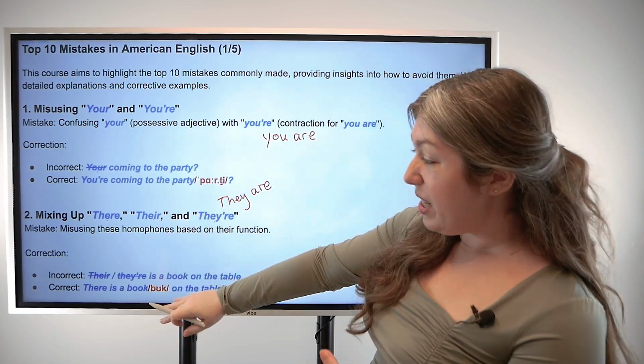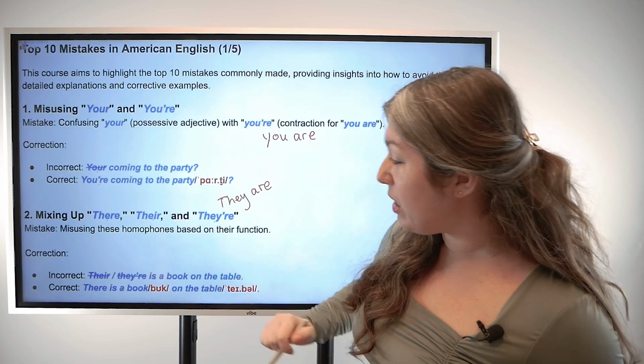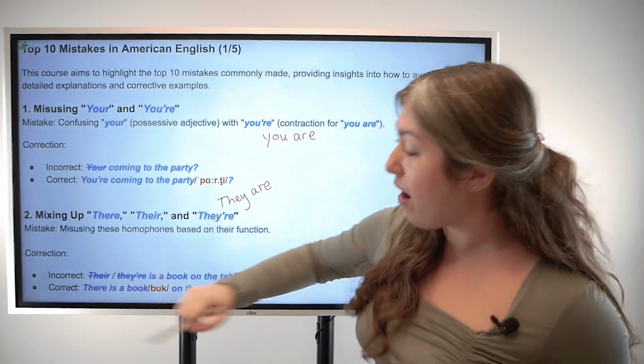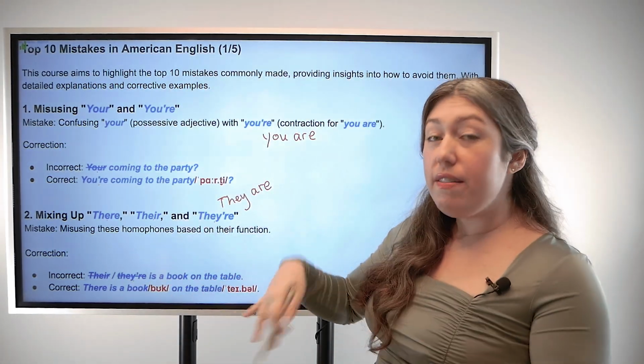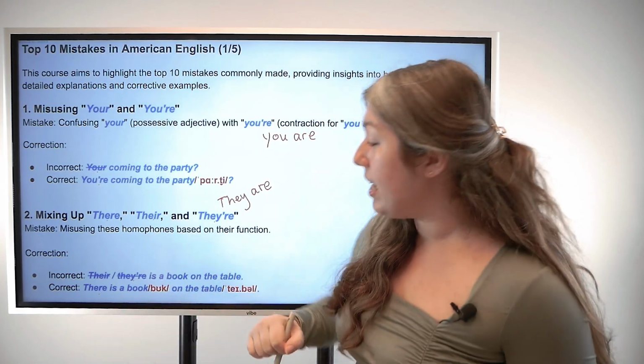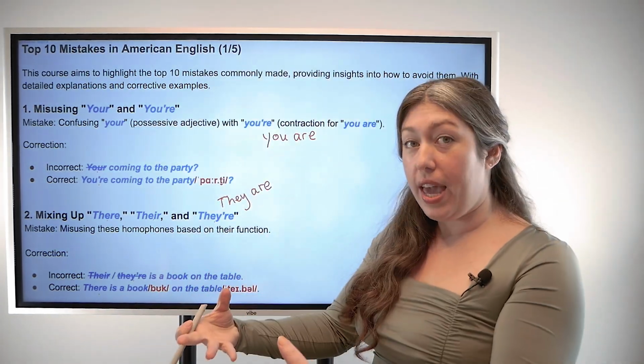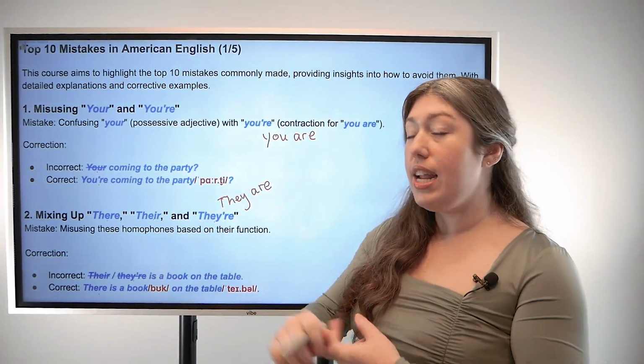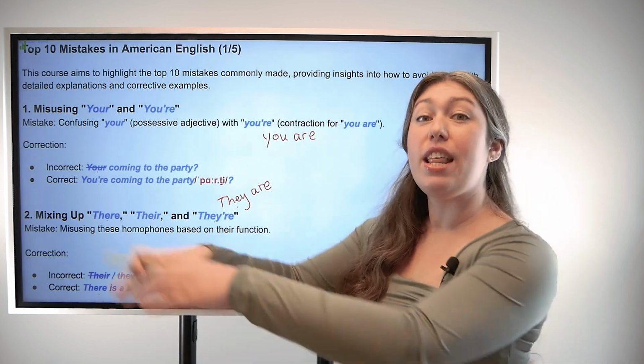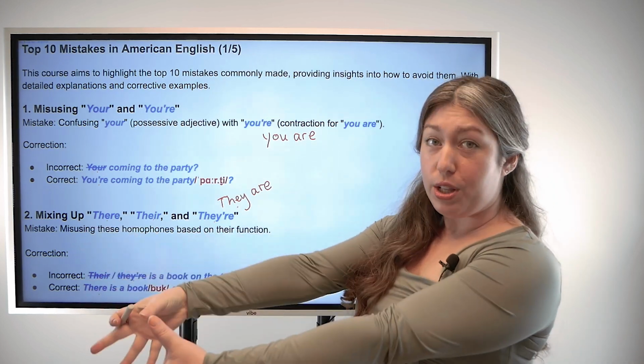The incorrect use is "their is a book on the table" or "they're is a book on the table." We can fix this by using "there is a book on the table," again, to show the location. This is not about possession and this is not about they are. This is there is a book on the table, there's a location.